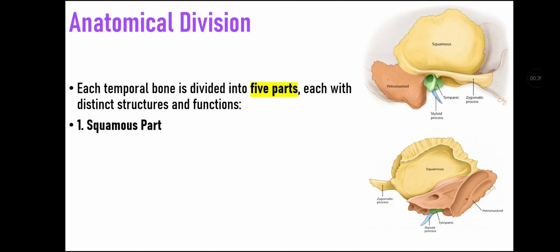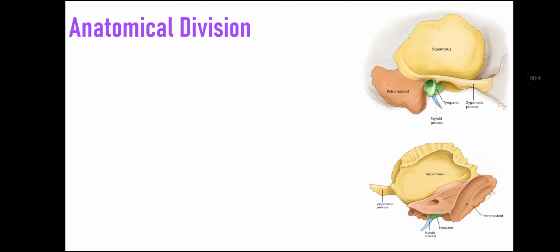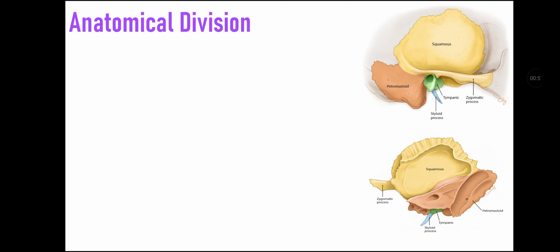First is squamous part, as you can see here in the diagram. Second is mastoid part. Third is petrous part. Fourth is tympanic part. And fifth is styloid part. Now let's talk about these parts one by one.